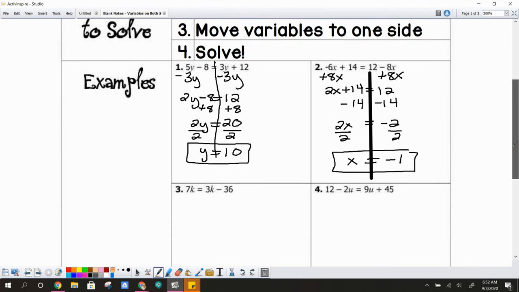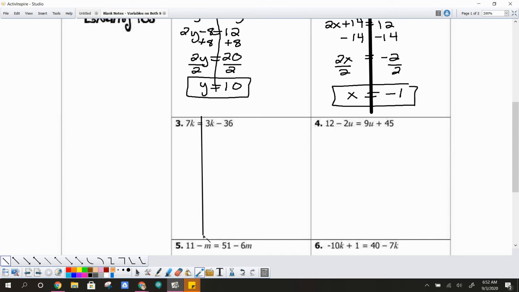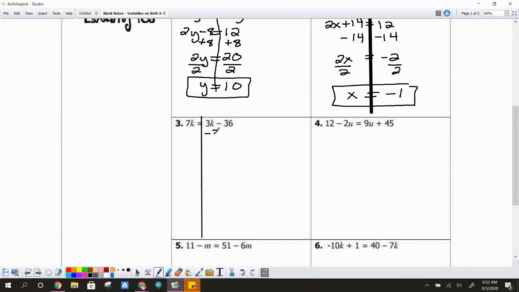Okay, so number 3, same idea. Step 1 is to distribute if necessary. Nothing to distribute here. Step 2 is to combine like terms. Nothing on this side that can be combined. Nothing on that side that can be combined. So I'm going to move my variable. I want to make sure that I am moving my smaller one. In this case, it's going to be my 3k, so I'm going to subtract 3k from both sides.